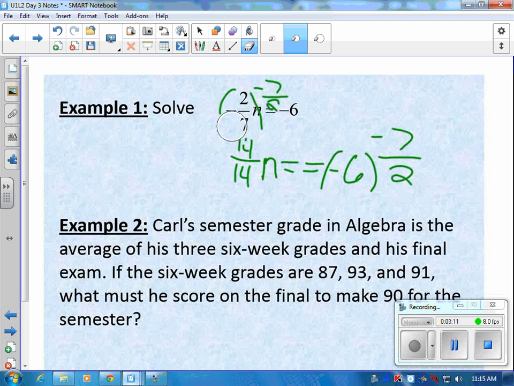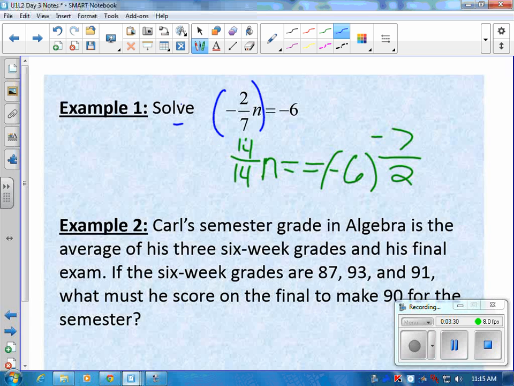So in this original equation, what is being done with this negative 2/7 and the n? What operation? Jacob? Multiplication. And we know that to undo multiplication, we have to divide. So if I divide by negative 2/7, that's the same as multiplying by negative 7 over 2.